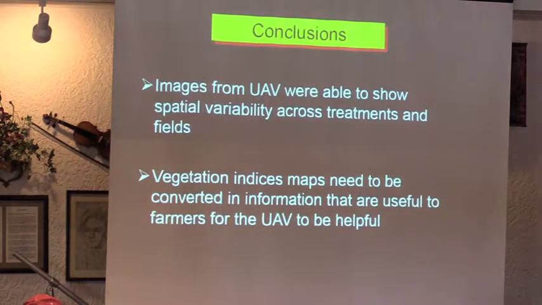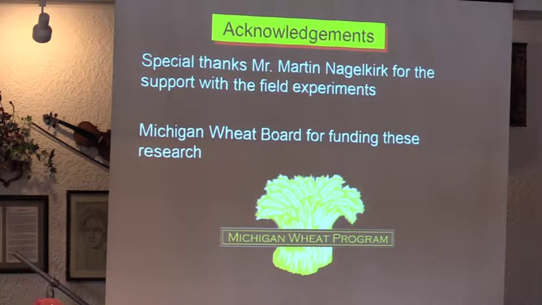So, some conclusions. The images from UAV are able to show the spatial variability, but also the temporal variability across field, across treatment, across variety. But the vegetation indices need to be converted into useful information to then apply the appropriate treatment on the appropriate zone of the field.